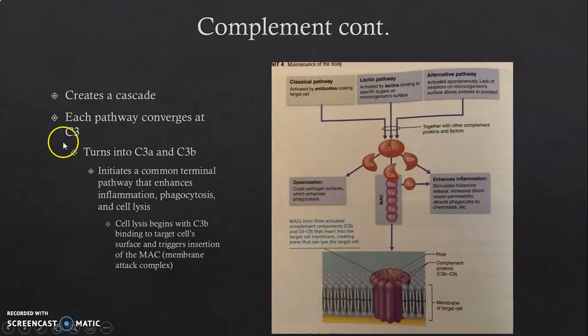Okay, so what these do is they create a cascade. Each pathway converges at C3. So when one of these is activated, they come into C3, and this initiates a common terminal pathway that enhances inflammation, phagocytosis, and cell lysis. Cell lysis begins with C3b, right here, and it binds to target cell surfaces and triggers insertion of the MAC, this is MAC, which is membrane attack complex.